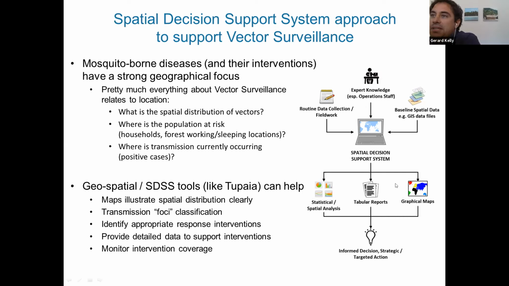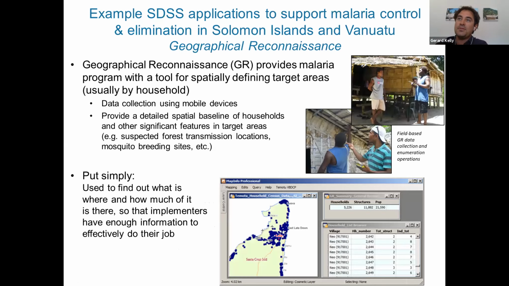We can output particular reports, and based on all this information together, we can actually have an informed decision or a targeted action. Some examples of what we've done in the Pacific in the past, relating this back to Tupaia: we conducted this in our elimination provinces, in certain provinces in Solomon Islands and Vanuatu, where they are still pursuing elimination, and some have actually achieved it.